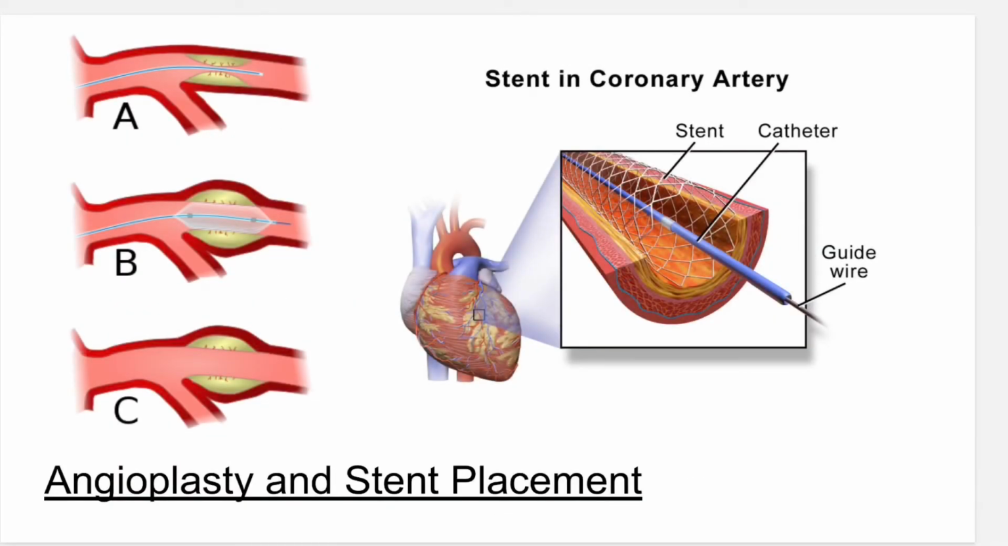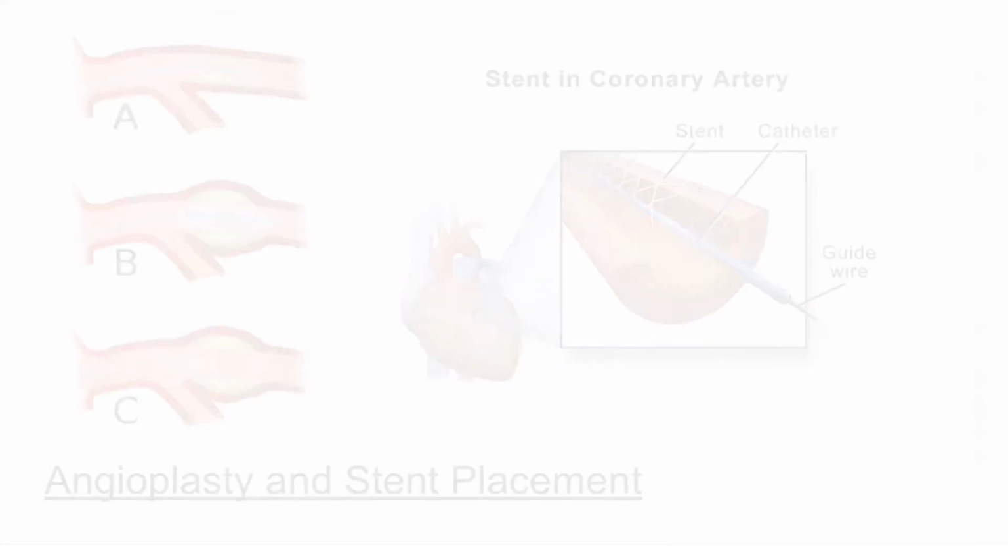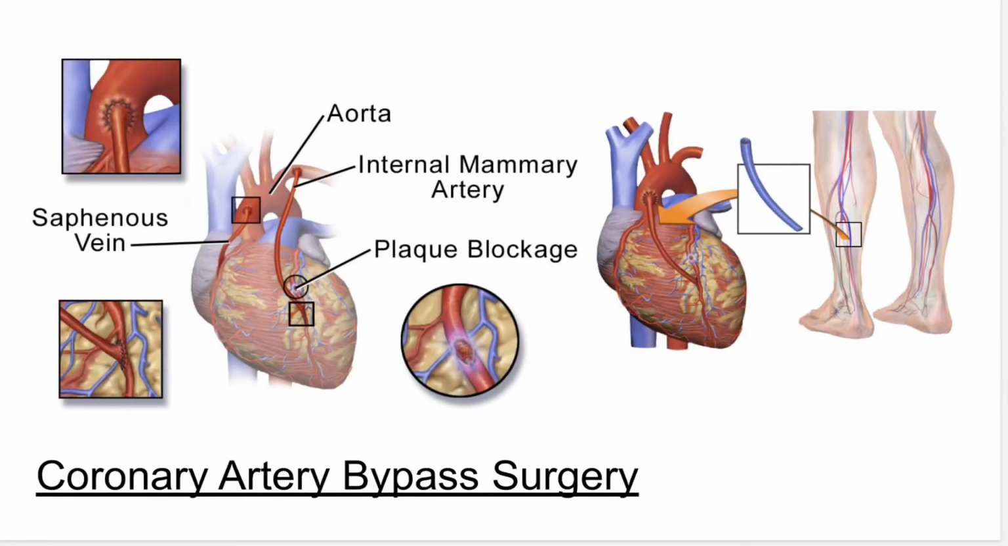During an angioplasty and stent placement, a catheter is inserted into the artery, then a wire with a balloon on the end of it. The balloon is inflated and compresses everything against the wall, restoring blood flow. A tiny metal stent is then placed in the area to keep the artery open. In coronary artery bypass surgery, a vessel from a different area of the body will be taken and then put in the heart to reroute blood around the blockage.